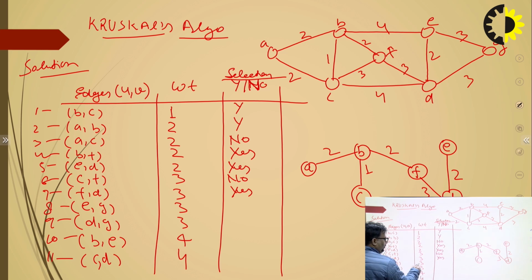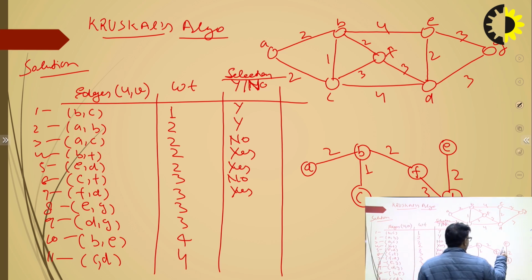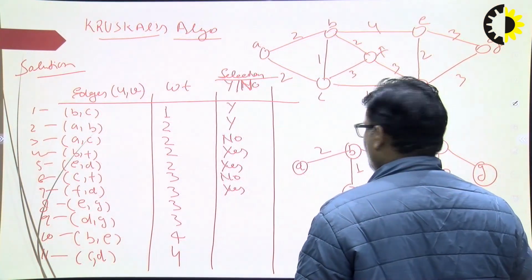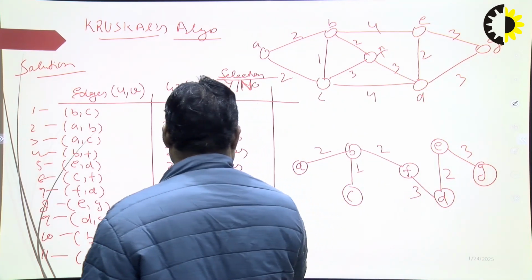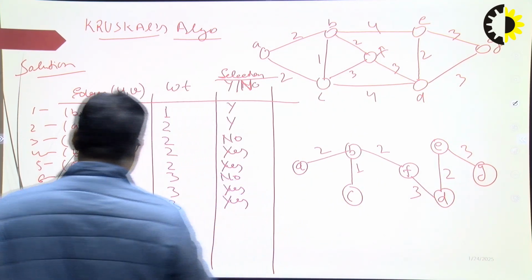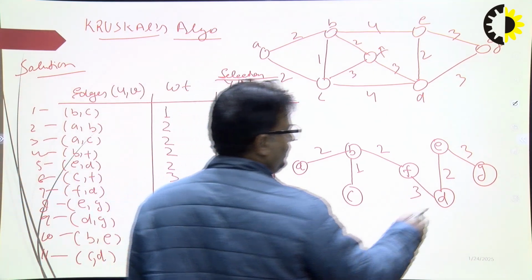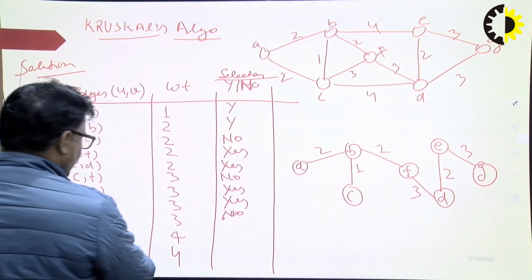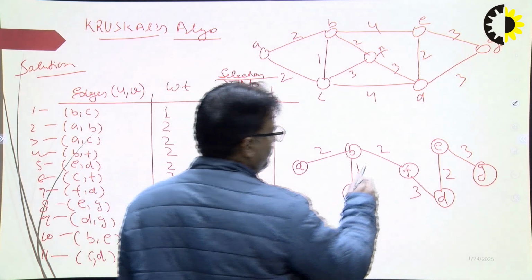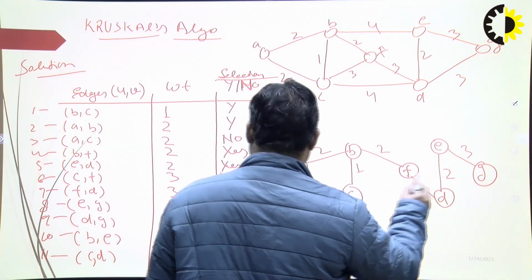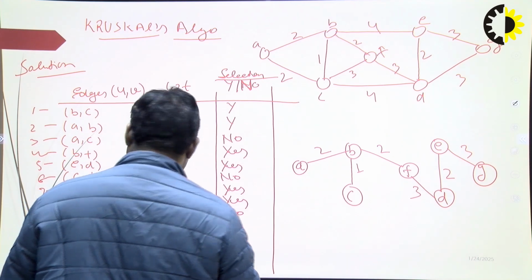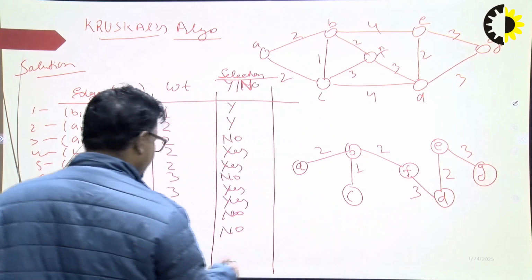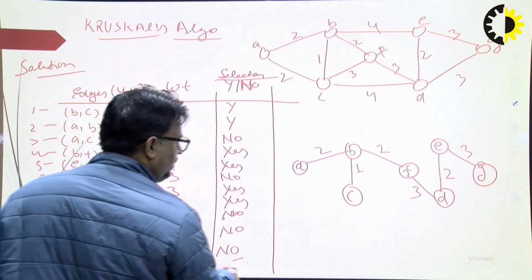E comma G also has value 3, yes. D comma G: if we select D comma G, it will create a circuit, so we do not consider it. Then B comma E: if we select it, this also creates a circuit, so no. C comma D: if we select it, it again creates a circuit, so no.